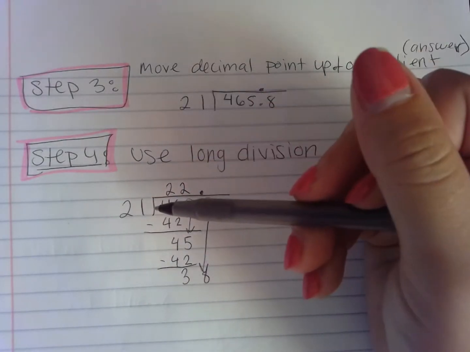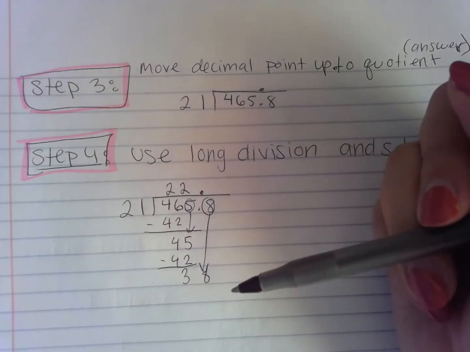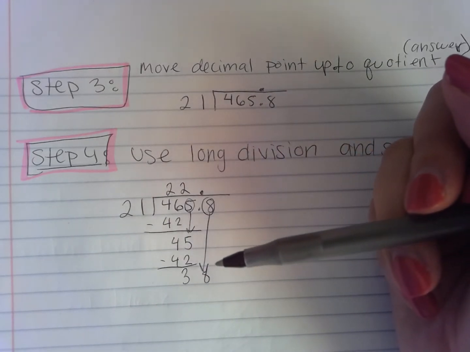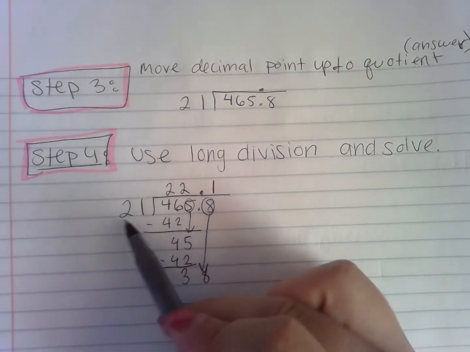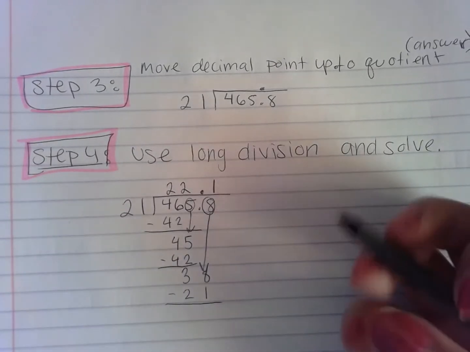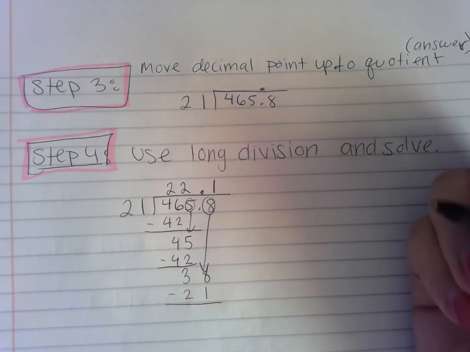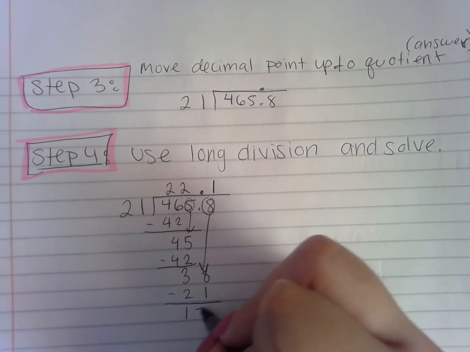So now we can say, okay, how many times does 21 go into 38? Well, it can go in once, but it can't go in twice. So that means we can just go in once. 21 times 1 will give me 21. Let's go ahead and just subtract that. And 38 minus 21 would just give me 17.